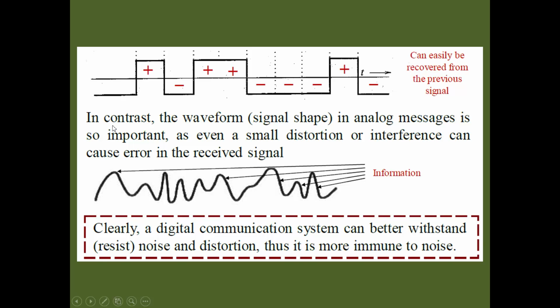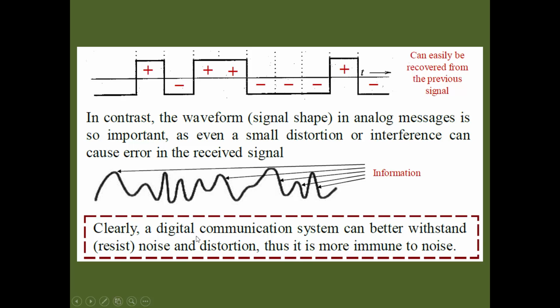So that's why I'm saying here that in contrast, the waveform in analog messages is so important, as even a small distortion or interference can cause error in the received signal, right? Because we have to actually extract the information from the analog domain only. We cannot represent this waveform in ones and zeros form, right? So in that case, the shape of the signal becomes very important.